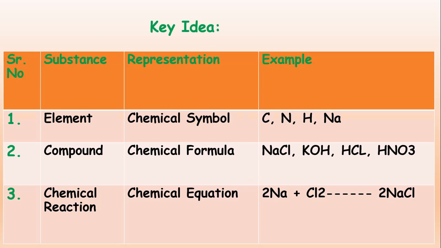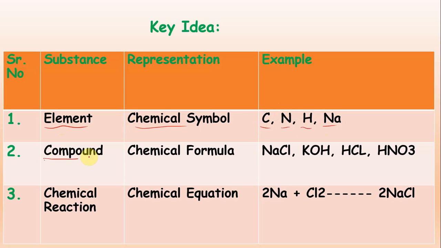Before we discuss our topic, there are some key ideas that are very important when we are discussing what is a chemical reaction or what is a chemical equation. So we must know these three important key ideas, like element, which we have discussed in the basic concept. An element is represented by the chemical symbol, for example carbon is C, nitrogen is N, hydrogen is H, and sodium is Na.